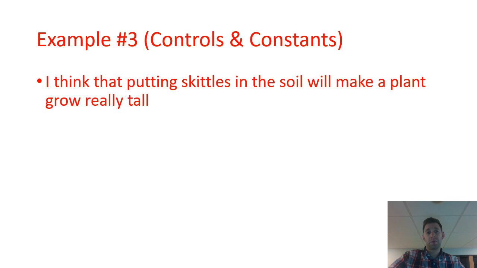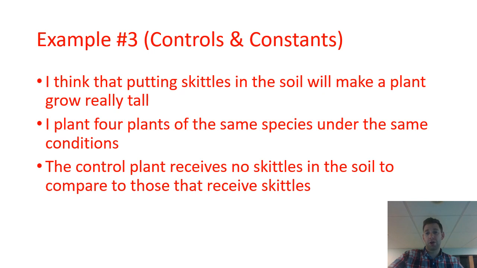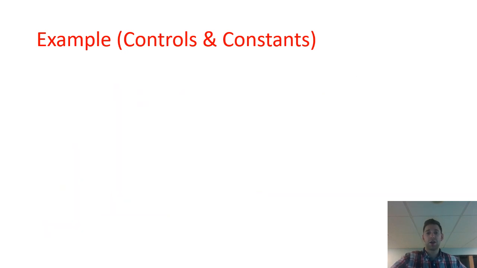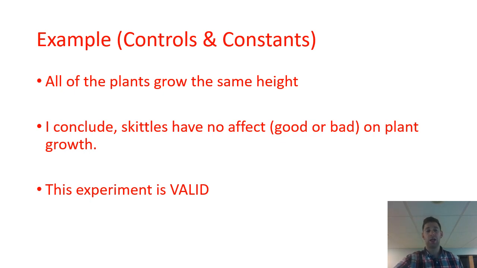Okay, here's the way we should do it. Hypothesis. I put 4 plants of the same species under the same conditions. I have one plant that receives no Skittles. That's my control group. The other plants, I put some different number of Skittles to maybe test out the different variations. All the plants grow to be the same height. I conclude Skittles have no effect on plant growth. This experiment is valid. Maybe not the most interesting experiment ever, but scientifically, in terms of those rules of experimental design that I went over, this experiment is valid.